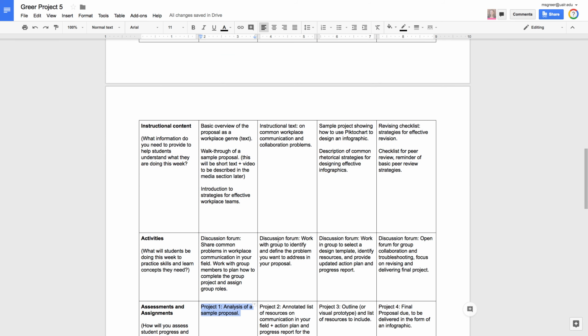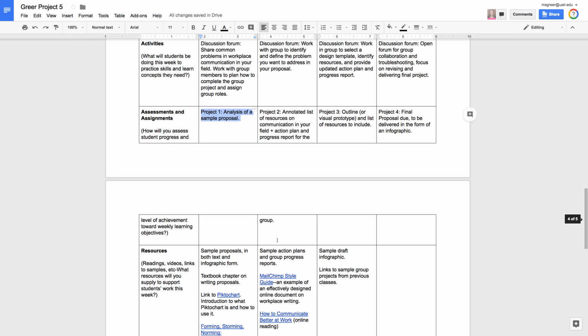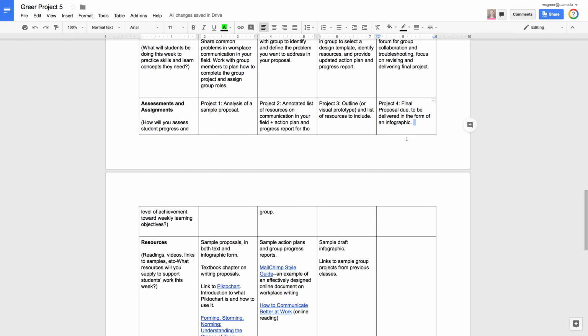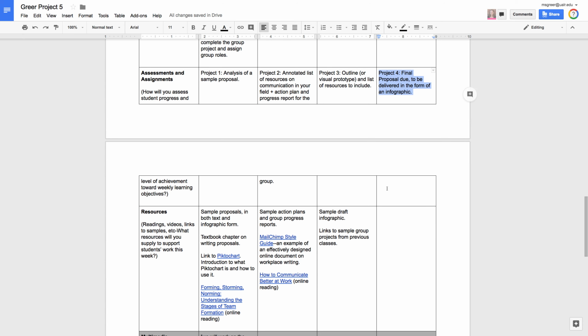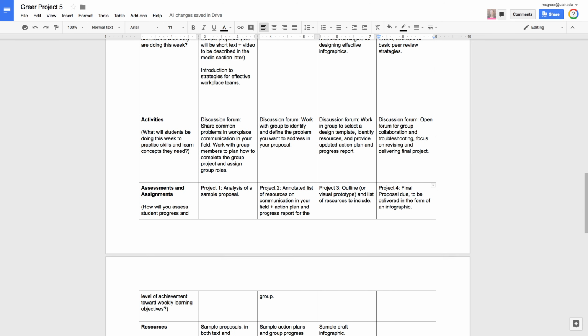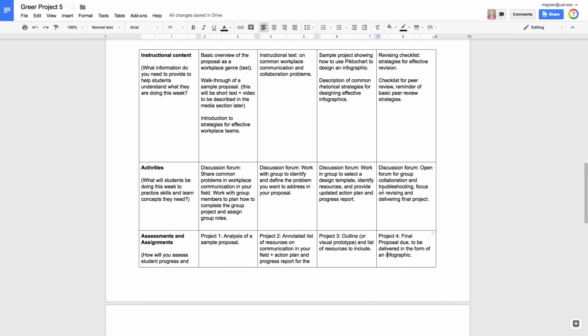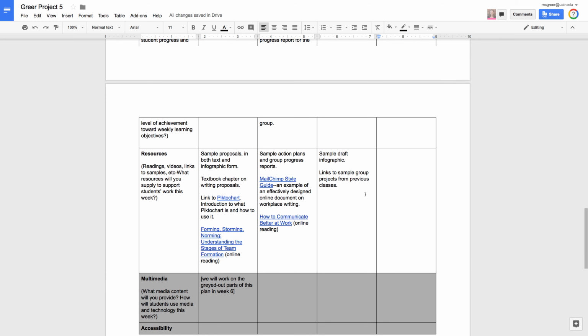So each week there. Now you'll notice one other thing in terms of the trajectory of the 4-week unit as a whole. So here's the endpoint. Project 4, final proposal due, to be delivered in the form of an infographic. So I like to give them that last week as working time. So you'll notice that the amount of readings and resources dwindles. Week 1, there's a lot because this is all new. Week 2, there's still kind of a lot. There's three things here under resources. Week 3, less, and week 4, there's nothing.